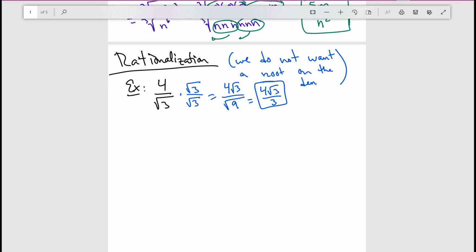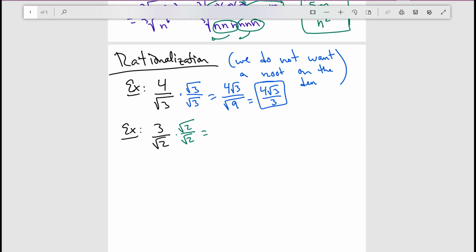Right now, it probably makes absolutely no sense why we want to do that, but this is what the process is. Okay, all right, let's try another one. So let's say we had 3 over square root of 2. Okay, so think about what the denominator is missing. The denominator in this case is missing another square root of 2. So I'm going to multiply both top and bottom by square root of 2.